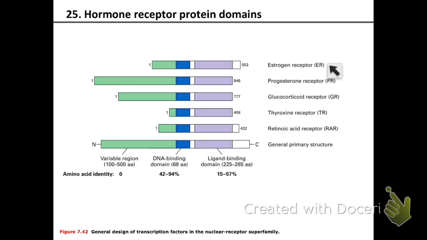For example, the estrogen receptor is going to bind to estrogen, the progesterone receptor to progesterone, the glucocorticoid receptor to glucocorticoids, etc. And here are their domains. In these transcription factor proteins, you have a domain of these receptors that is going to bind to the ligand. This is called the ligand binding domain. And they're going to have a separate DNA binding domain that's going to recognize a specific sequence at the regulatory regions of the genes. And then you have a variable region that is going to have variable functions. Okay?